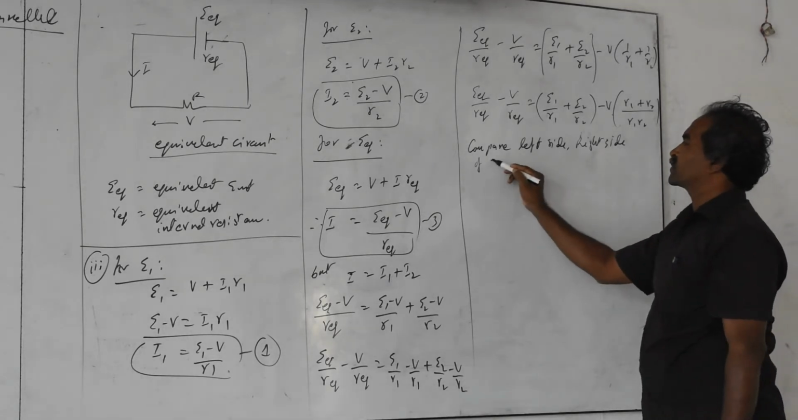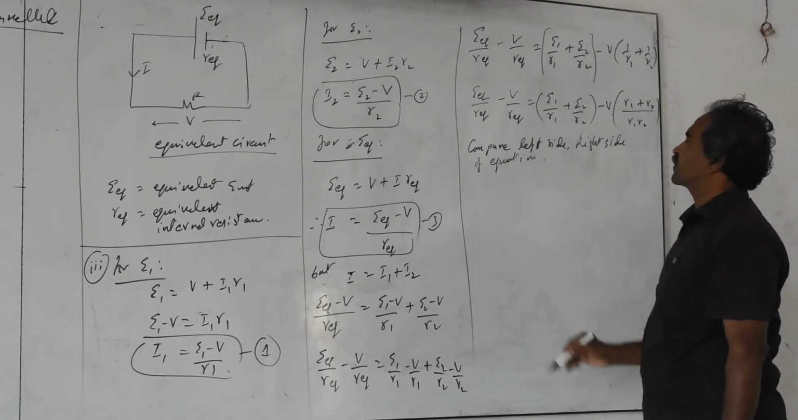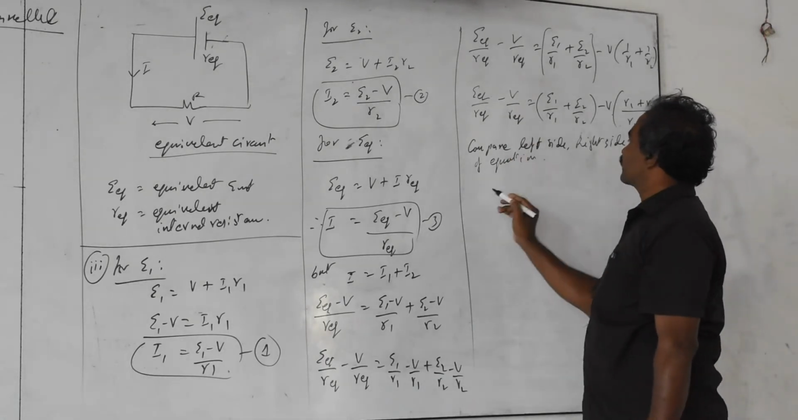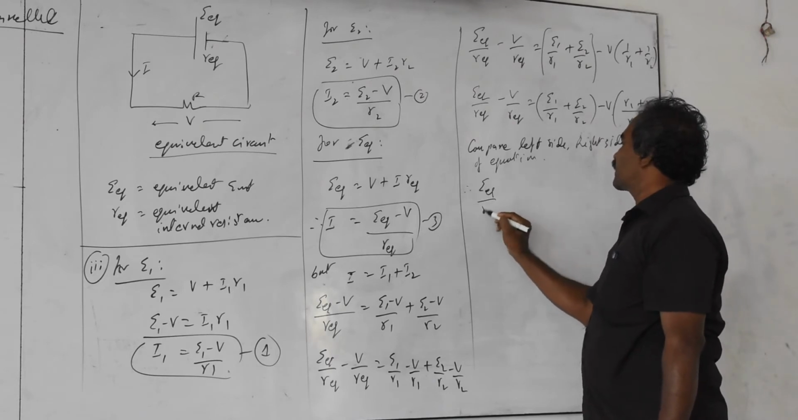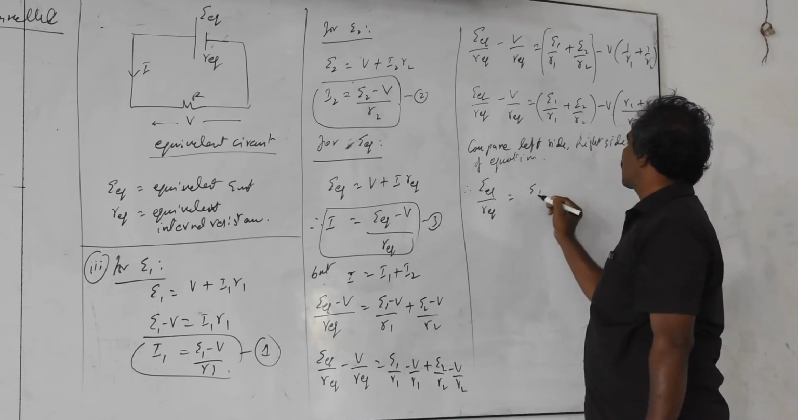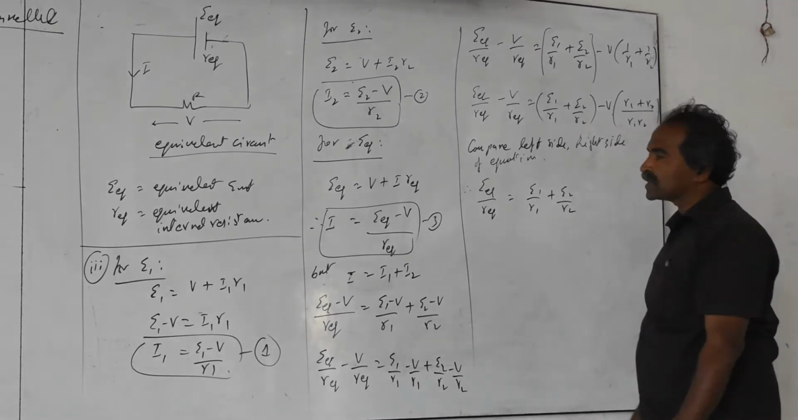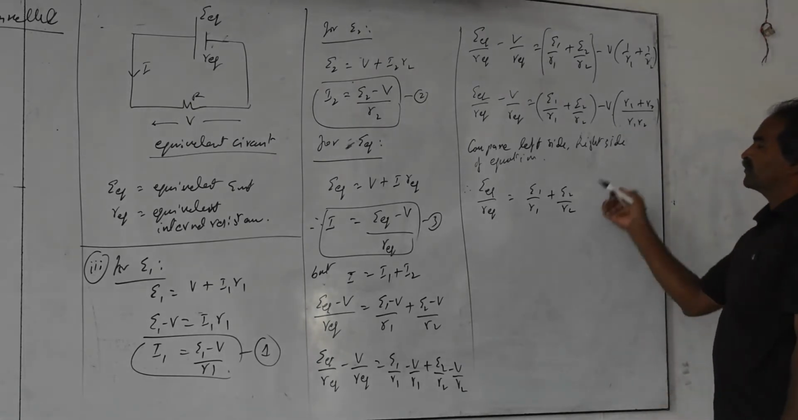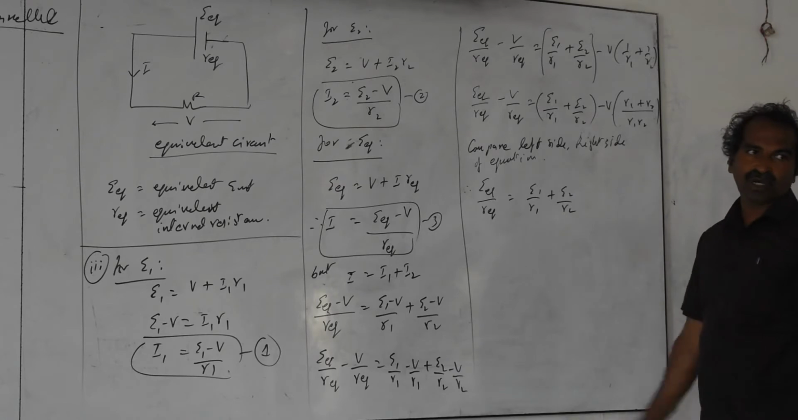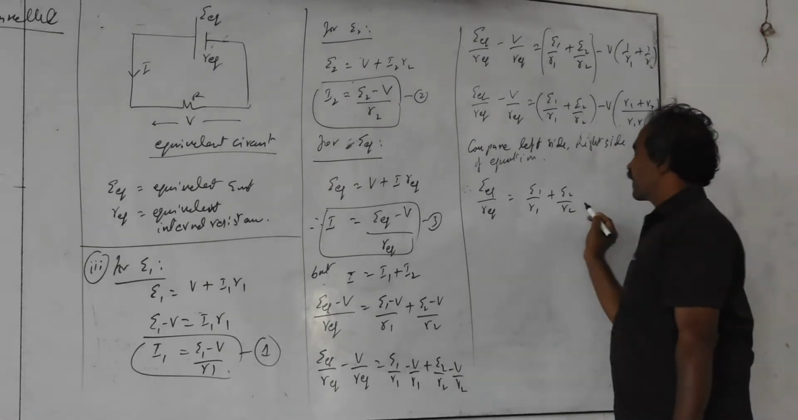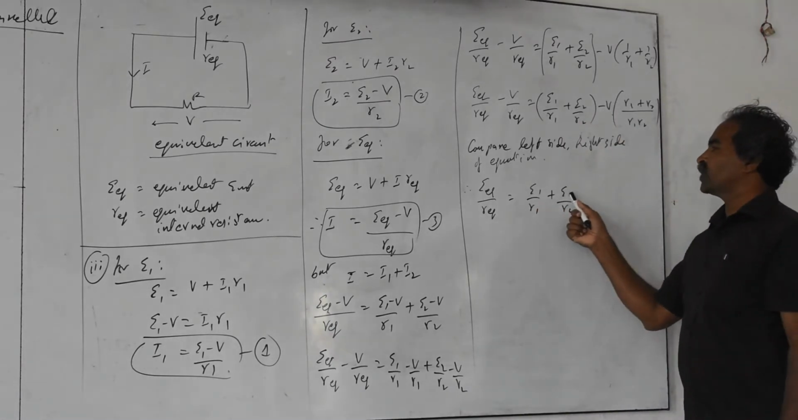Of equation. Then what we get here is E equivalent by R equivalent. E equivalent by R equivalent is equal to E1 by R1 plus E2 by R2. Remember this relationship, please. If you have many cells, say 3 cells, you take plus E3 by R3 and so on. This becomes equal to, let's say, E1 R2 plus E2 R1 by R1 plus R2.